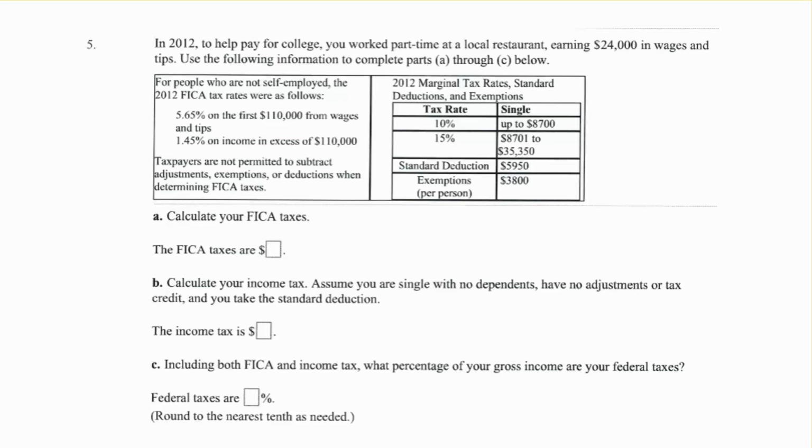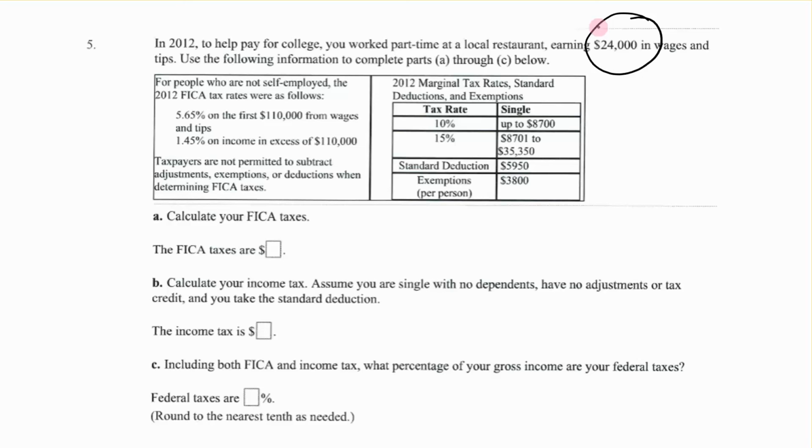All right, on this one, this is kind of a long problem. We're going to do everything that we've studied about taxes in this one problem. The first thing it wants me to do is figure out my FICA taxes for this person. This person is in college, worked part-time at a restaurant, earned $24,000 in wages and tips. Gross income. And we'll go from there.